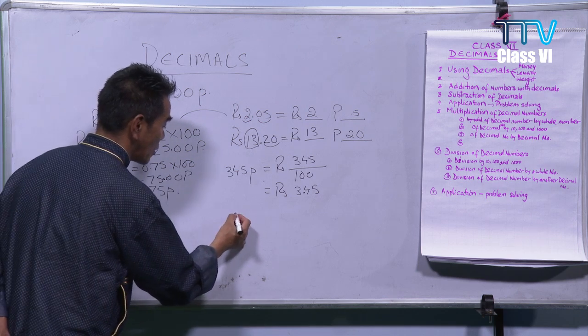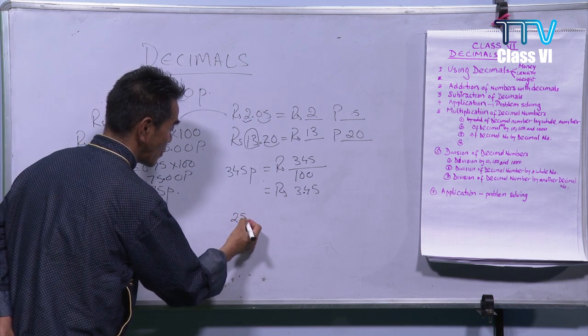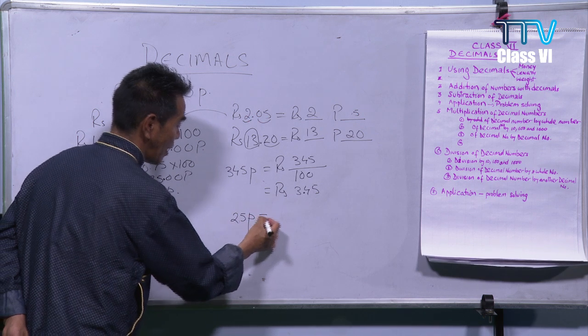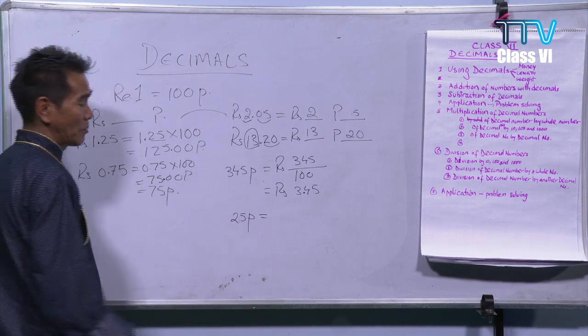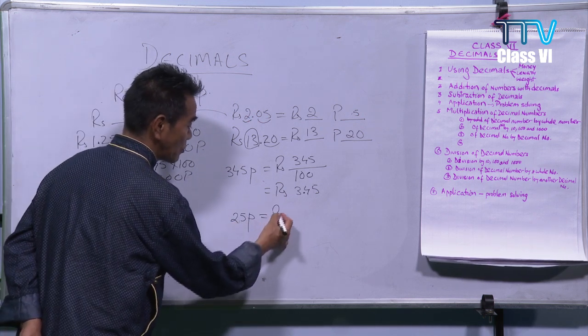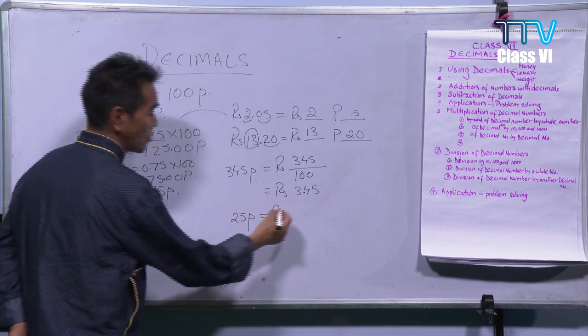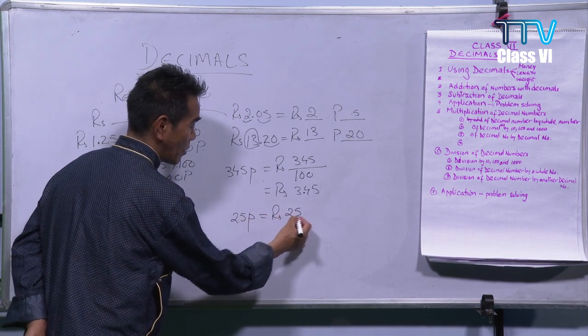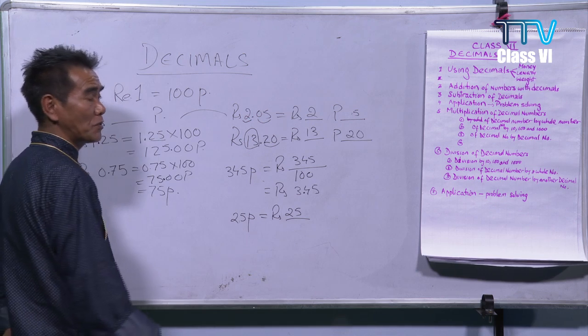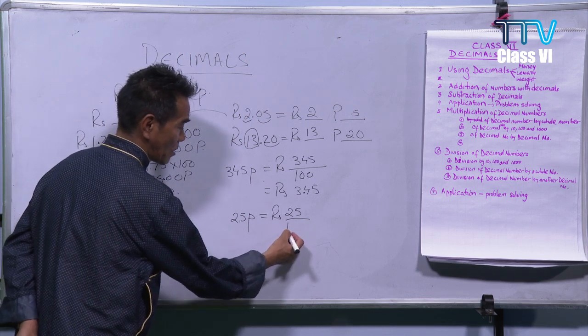Example: 25 paisa. If you are asked to convert this into decimal, into rupees, you write 25. Okay. Rupees is 100 times paisa.